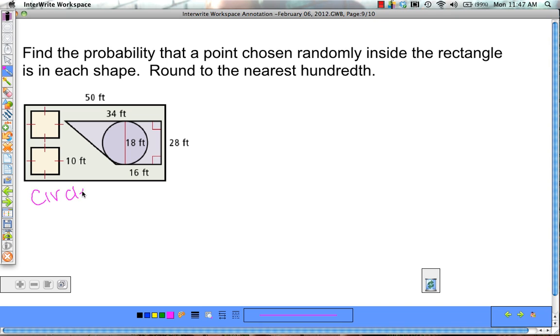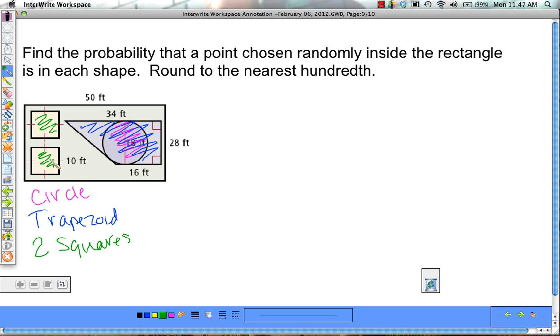We have a circle right here. We have a trapezoid, which is here. And then we have two squares. And we just want the probability of it being in any one of those shapes. Notice the circle and the trapezoid overlap. So if it's in the circle, wouldn't it also be in the trapezoid?